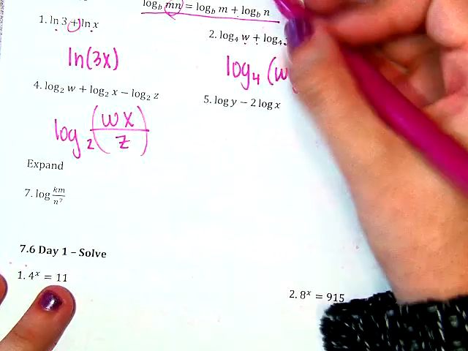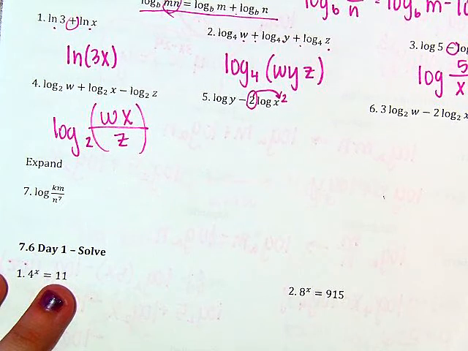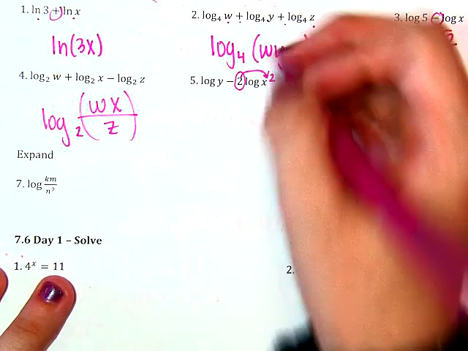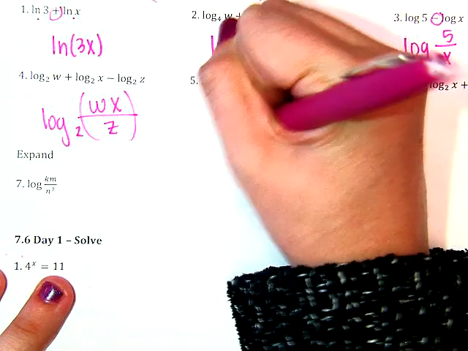Okay, now we got a number out front. I take that number and bring it up to the power, turns into a power of that thing. And they're being subtracted, which means this part goes on the bottom, x squared, y goes on top, just like that.